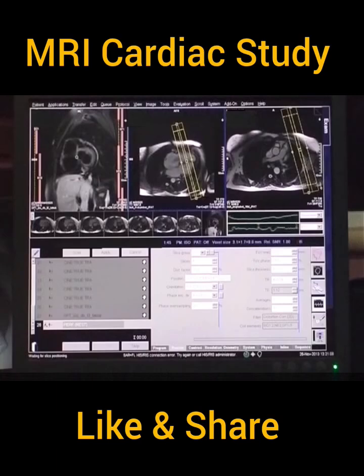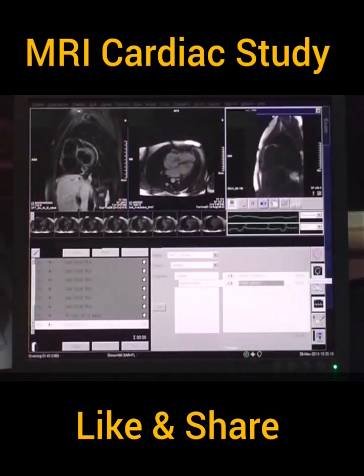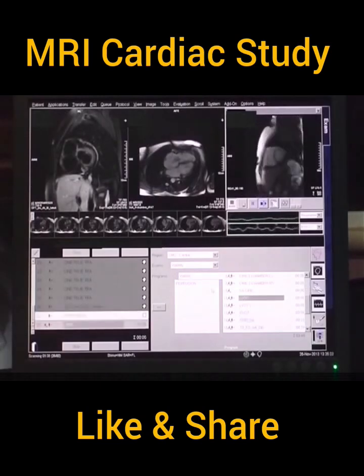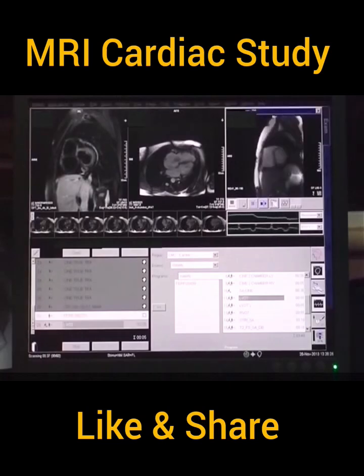Contrast has been injected, and is now appearing in the right ventricle. The left ventricle is still dark. Slowly, the contrast appears in the left ventricle and enhancement of the myocardium is noted. This is a rest perfusion study. When the same study is performed after injecting adenosine, a stress study is obtained to look for myocardial ischemia.